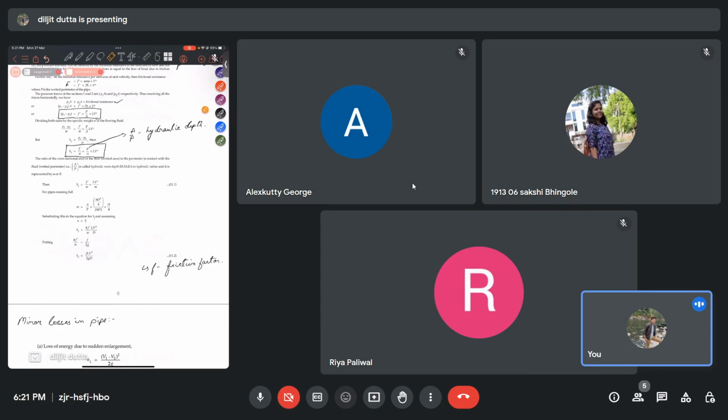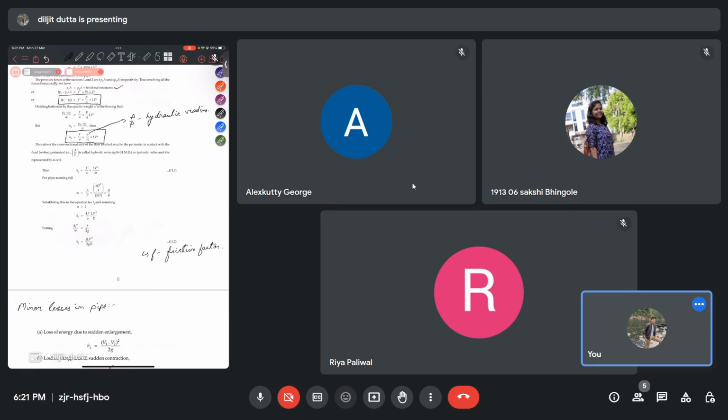Sorry, it is called the hydraulic radius. It is represented by the value R. If we take a pipe that is running full, the wetted perimeter is equal to 2 pi R. In that case, if we substitute the values for A and P, we will get R is equal to D by 4.